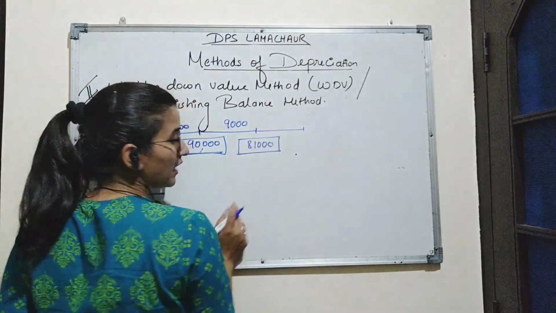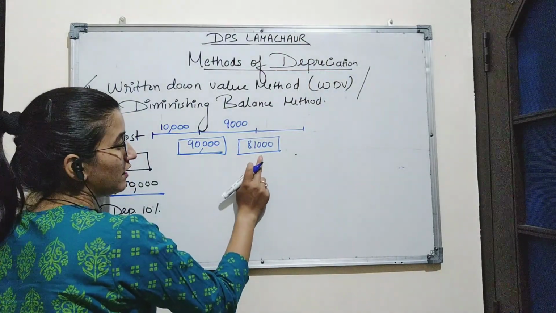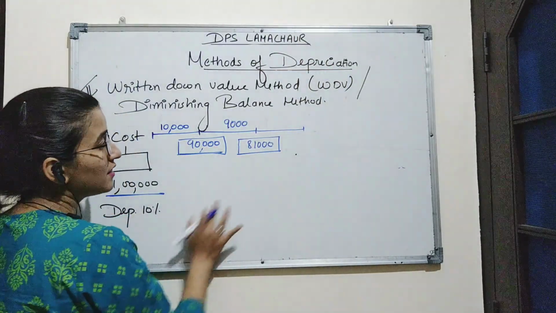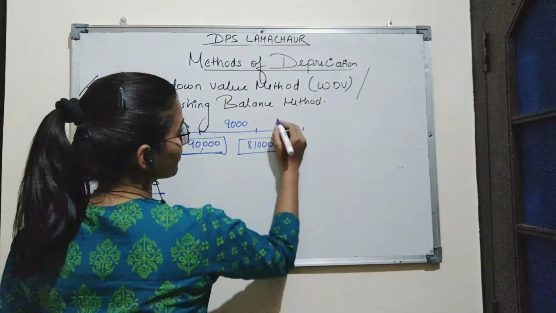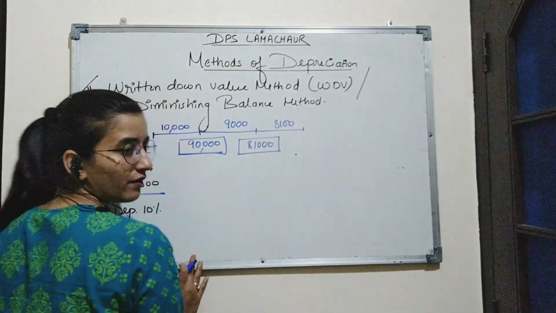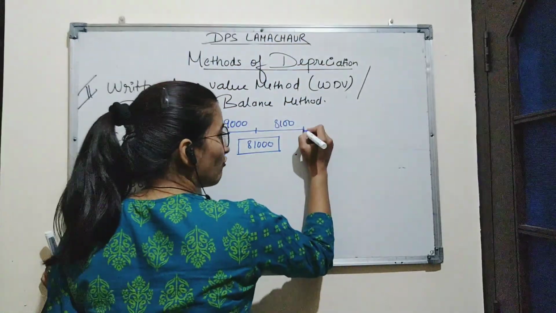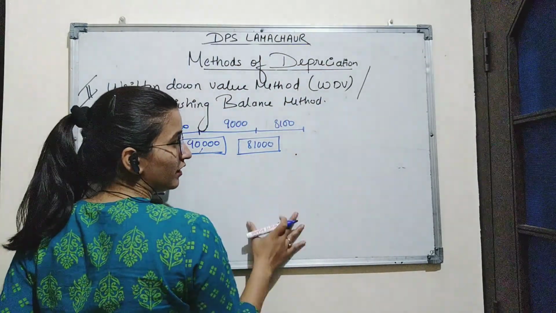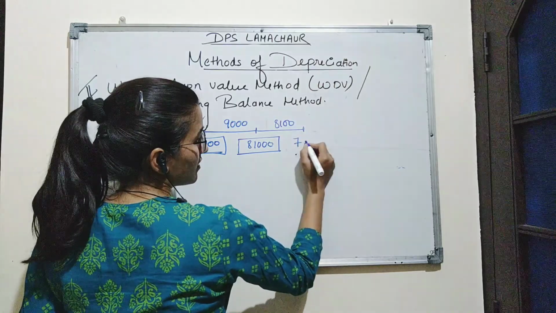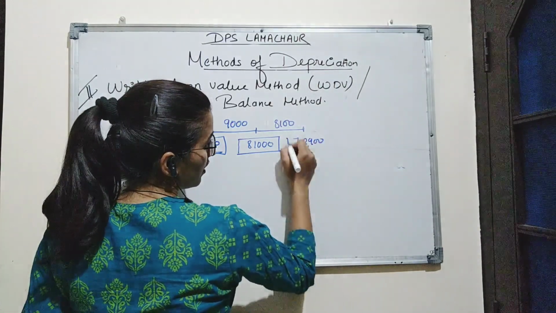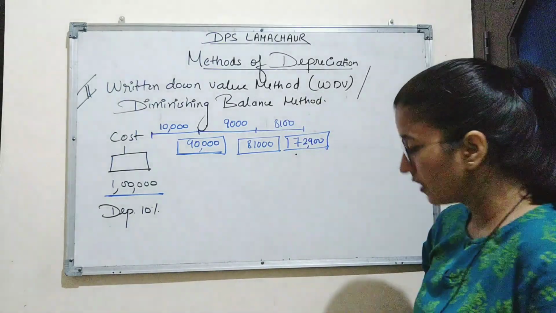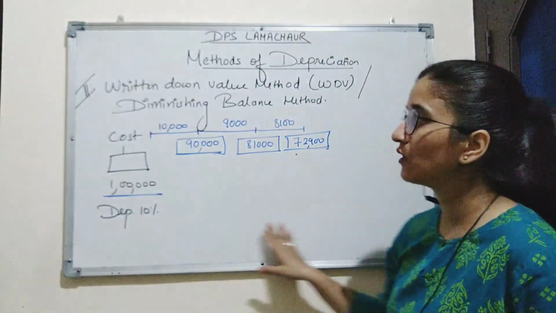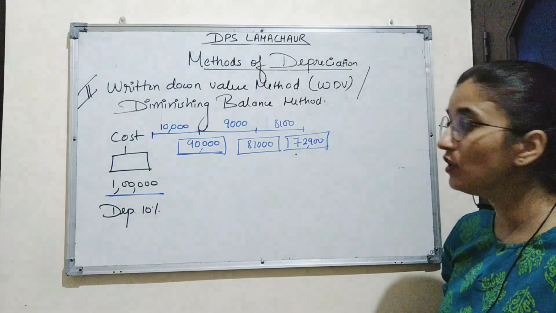Now moving on to the third year, again while calculating the amount of depreciation, we will calculate it on 81,000 because 81,000 is the written down value of machinery in the second year. So 10% of 81,000 is 8,100. Now the value of machinery remaining at the end of third year will be 72,900. So this is how the amount of depreciation is calculated under written down value method.